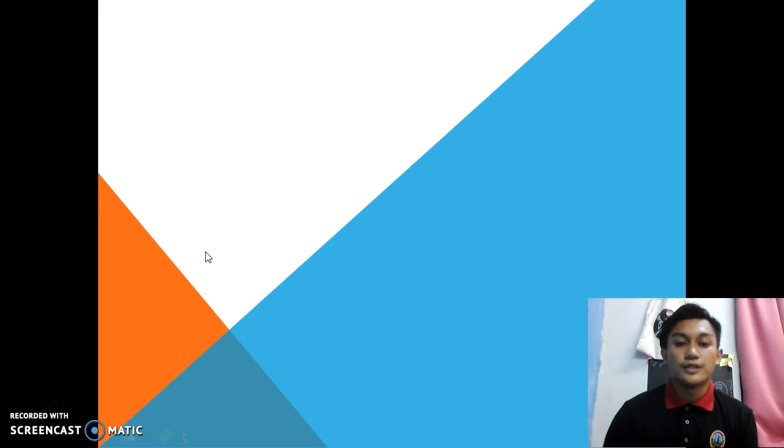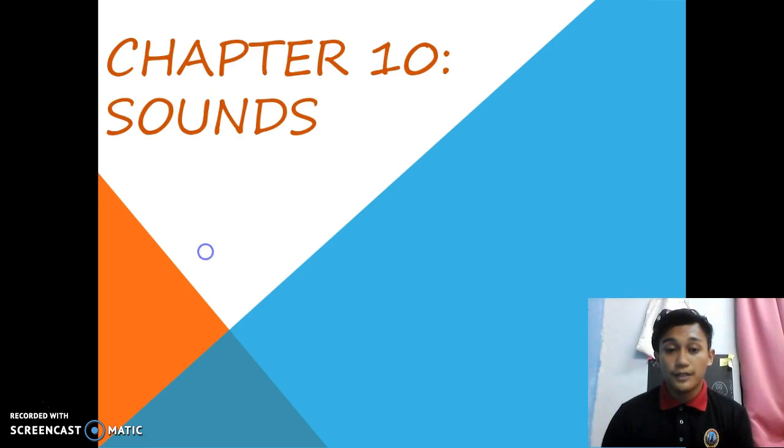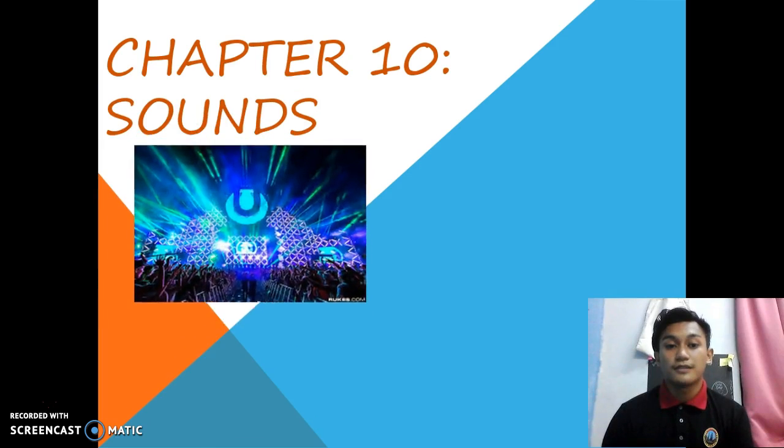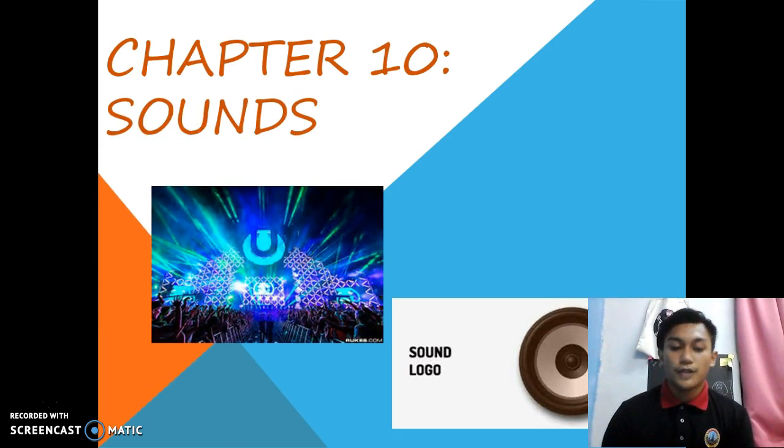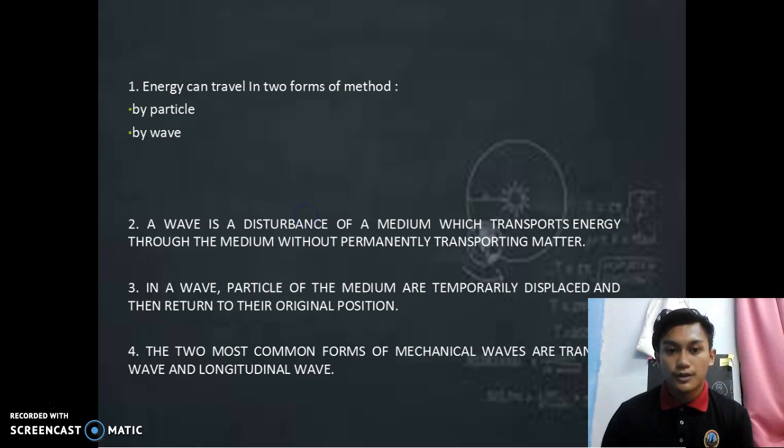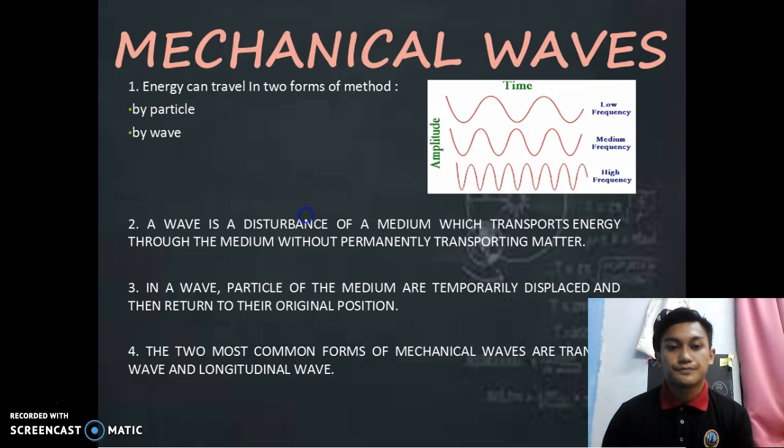Now we go to the next main topic, chapter 10, sound. I know everybody loves music, and there are many genres of music: rave, rock, slow song, high song, disco, or anything else. But today I will share with you where sound and music come from. Alright, we call it a mechanical wave.